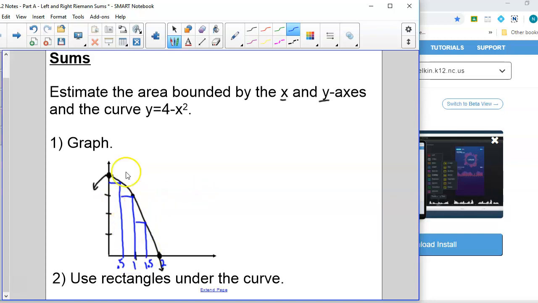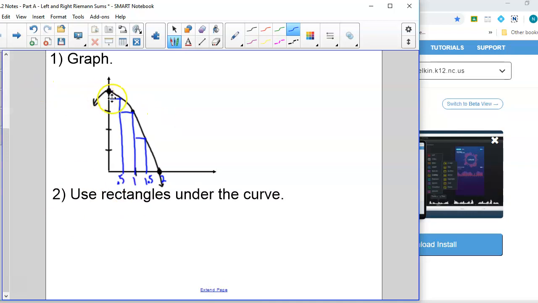So I have these rectangles, and I would want to find the area of each one of those rectangles. So area is just base times height. And for each one of these rectangles, the base would be 0.5, right? So is it okay with you guys if I just factor out my 0.5 there? So I'm going to have 0.5 times all of my heights. So the height of this rectangle is somewhere between 3 and 4. How do I figure out exactly what that height is?